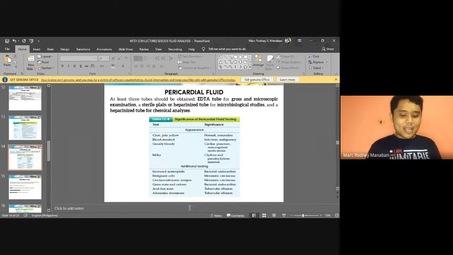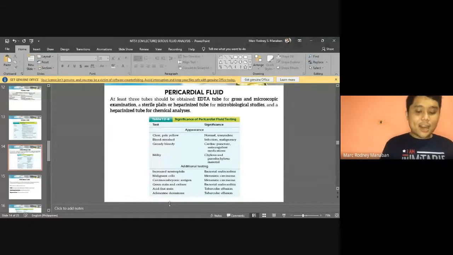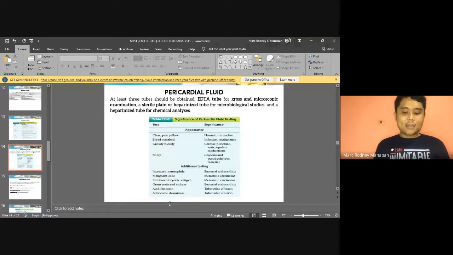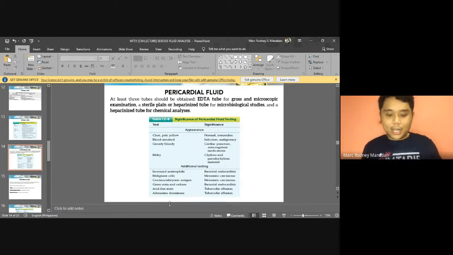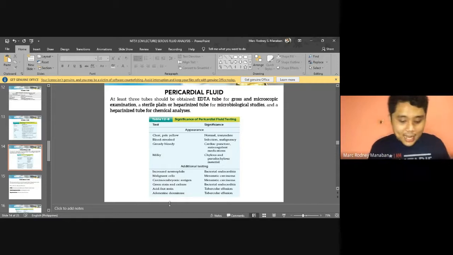All right, so for appearance, clear, pale yellow is normal, that's a transudate. Blood streaked indicates infection or malignancy; grossly bloody suggests cardiac puncture, as I mentioned, or anticoagulant medications; and milky suggests chylous or pseudochylous material. For additional testing: increased neutrophils, bacterial endocarditis; malignant cells, CEA, metastatic carcinoma; gram stain and acid fast for different bacterial causes; and adenosine deaminase, tuberculosis. Basta ADA, that's for tuberculosis.